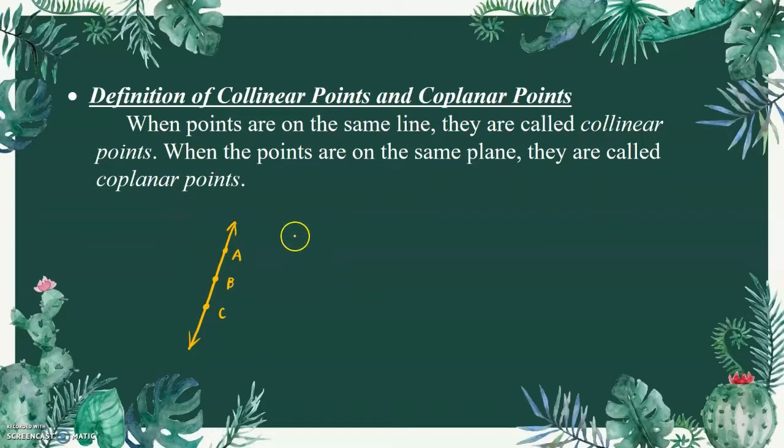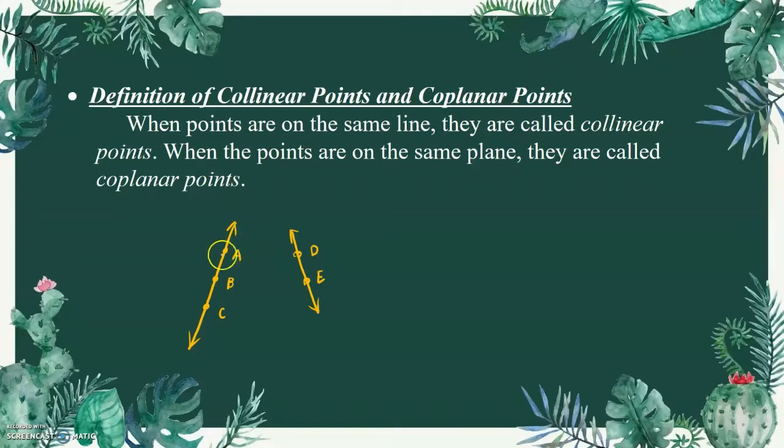Now, if I have another line here, and this other line contains the points D and E, points D and E are also collinear points because they are lying on the same line. But point A and point D are not collinear because they are lying on different lines.